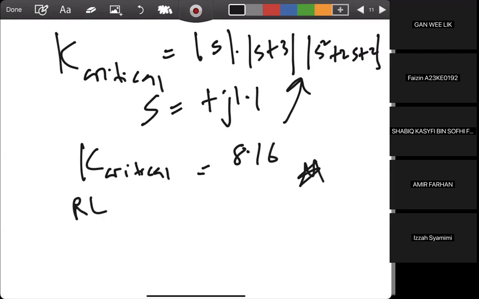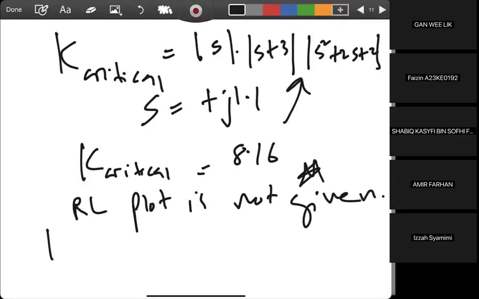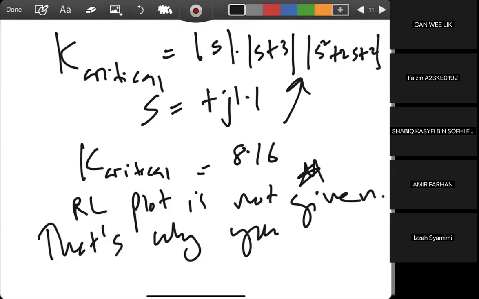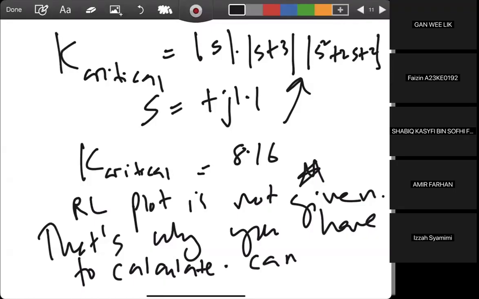Okay, the root locus plot is not given. That's why you have to calculate. Okay, cannot observe. So we cannot read from that.